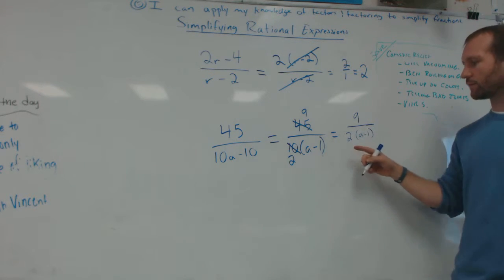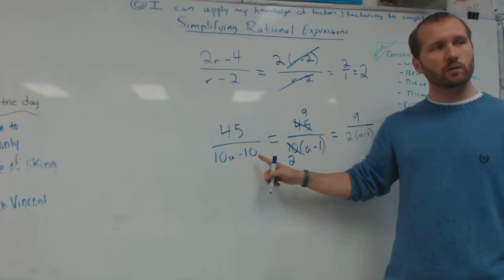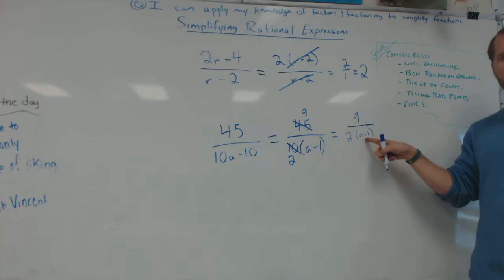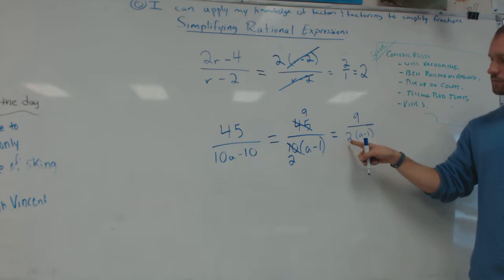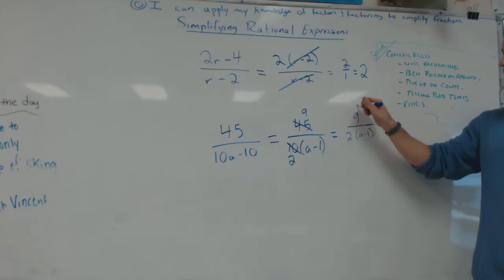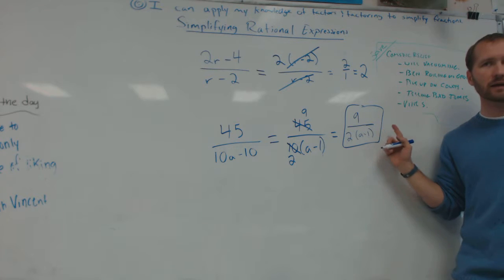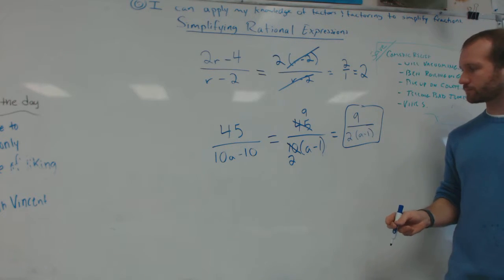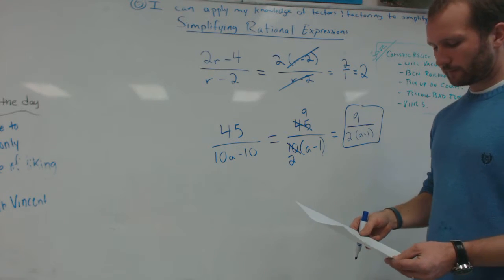And the other thing about these, if you had just gone ahead and canceled 5 out of everything, you wouldn't be done, because they want the answers to these in totally, completely factored form. So they want you to pull out that 2. So we have 2 times a minus 1 underneath the 9. And that's your final answer. There's nothing else that we can factor, and there's nothing else that we can cancel. So that's how we know when we're done with these.